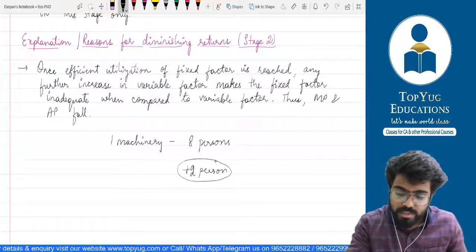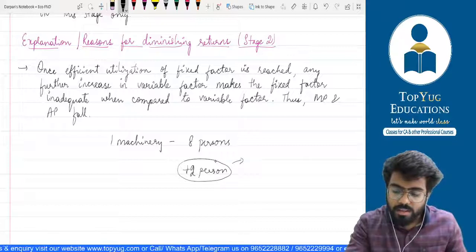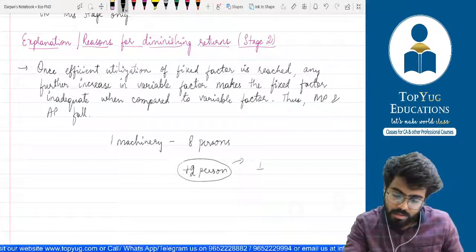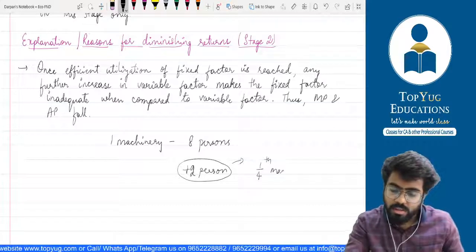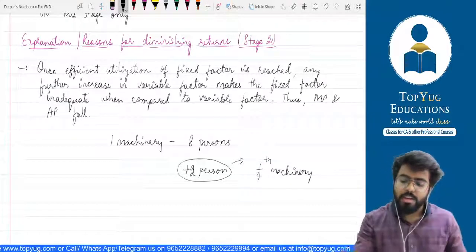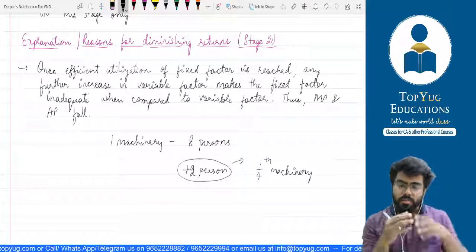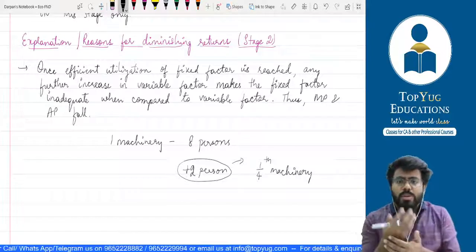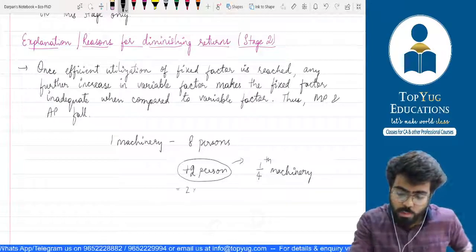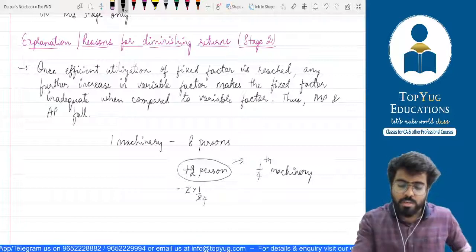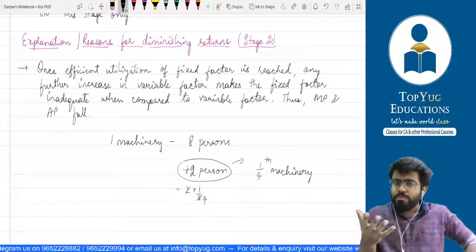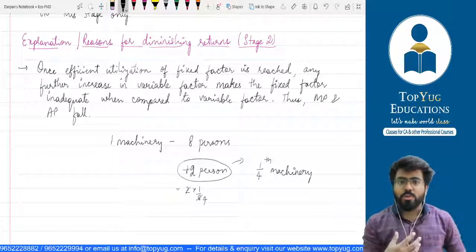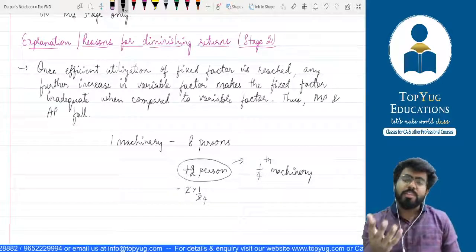So for these 2 more persons, can you buy 1/4 machinery? Right? If one machinery is requiring 8 persons, 2 persons will require how much? Only 1/4 of machinery, which is 2 into 1 by 8. Correct? So this 1/4 of machinery, can you purchase? Obviously no, right? You cannot purchase 1/4 of machinery. The machinery is indivisible.